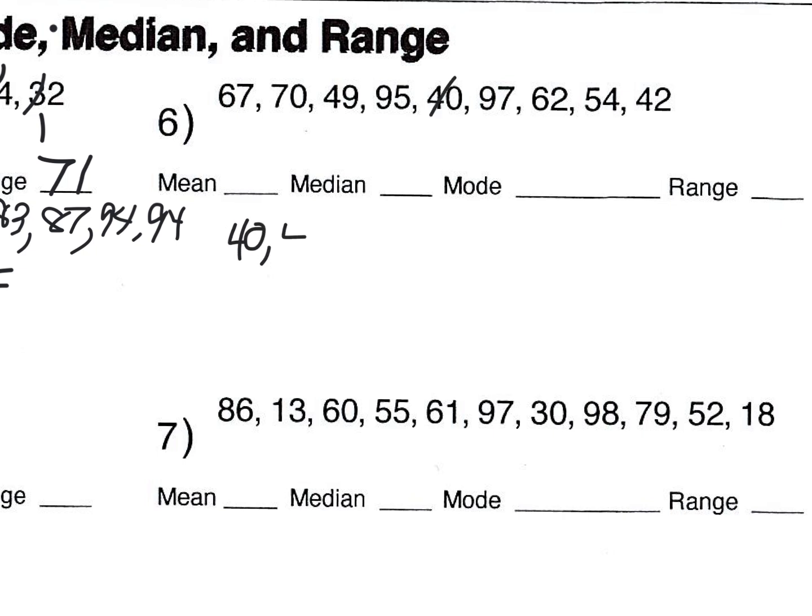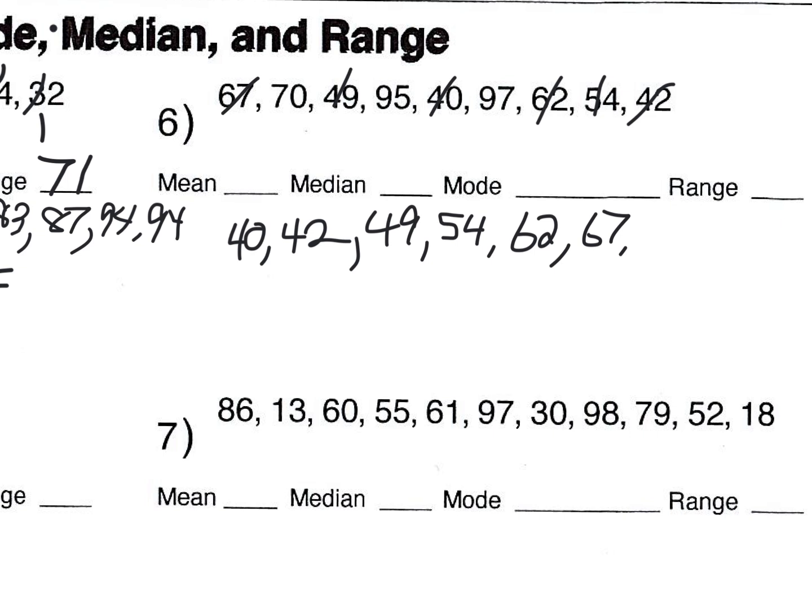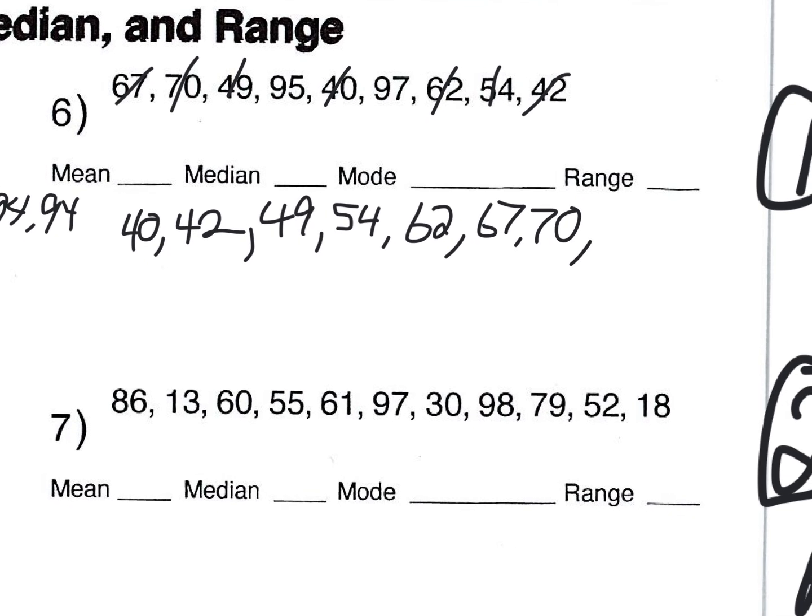Then I have 42. And again, cross them out as you go. 42 leads to 49. Next number in order is 54. Then I have 62, 67, 70, and 95 and 97.